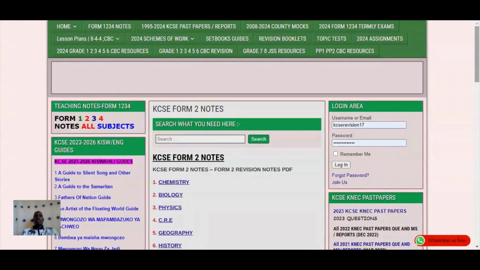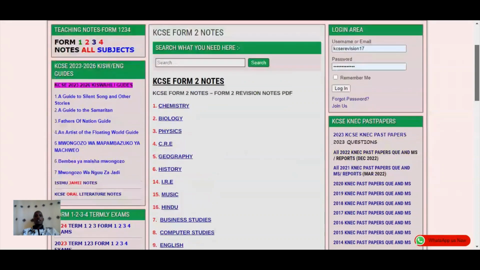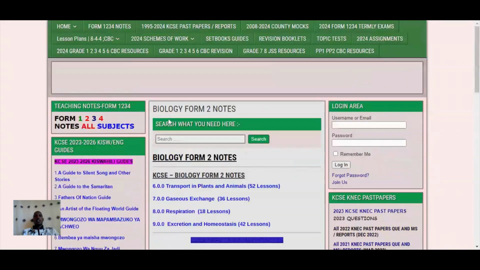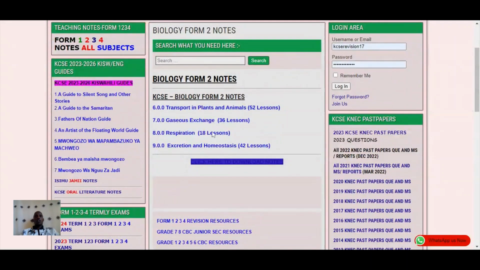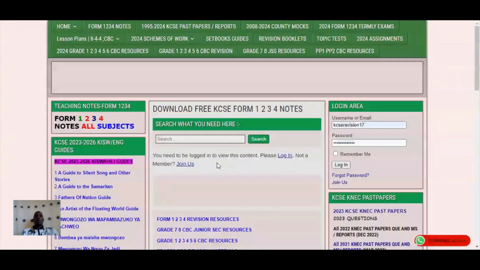Then the user is taken to per specific class, and then when the user clicks where the note is, you have the subcategory of Form 2 biology note. Then when the user wants to download them, the user is supposed to click here to download. And when the user clicks there, he is told to log in. So if the user is not logged in, he clicks join us.